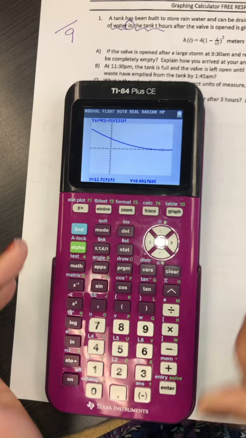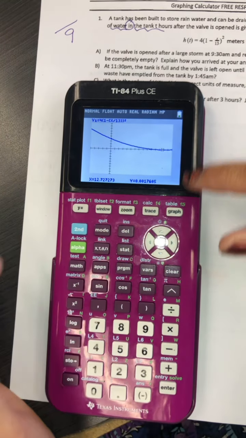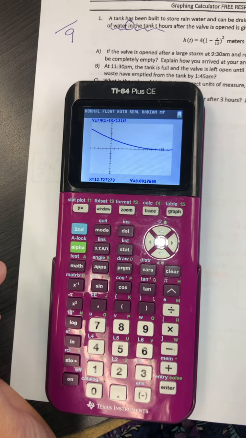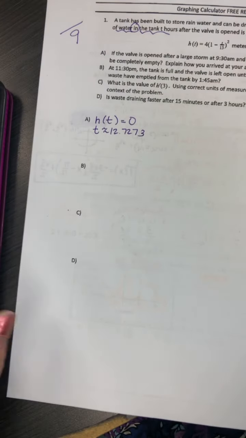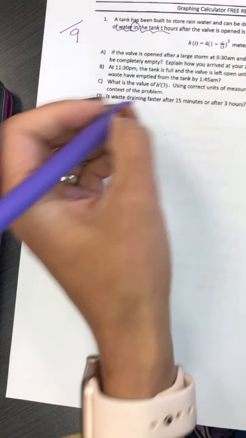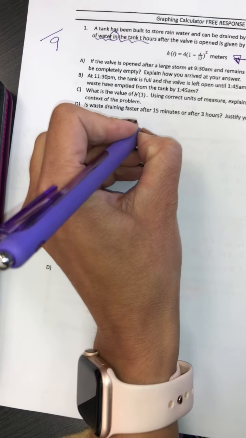Also on this graph, if I were to keep zooming in, I know it looks like it's crossing the x-axis, but it's not. It's just getting super, super close because it's not going to go down into the negatives. It's draining water, so it's going to be from full to empty pretty much. Okay, so it's not going to be a negative height. So we know it's not going to cross the x-axis. So let's explain.